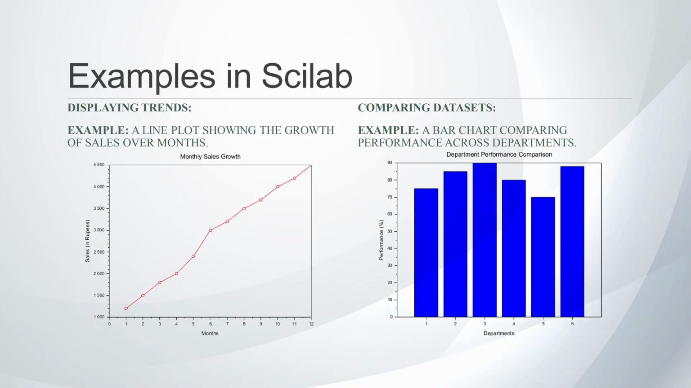Scilab makes it easy to create 2D graphics for various purposes. For instance, you can use a line plot to display trends like showing sales growth over several months. Similarly, bar charts are perfect for comparing data sets such as the performance of different departments. These examples highlight how 2D graphics in Scilab help in presenting data effectively and clearly.